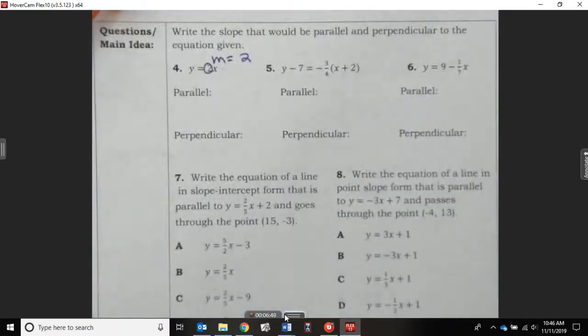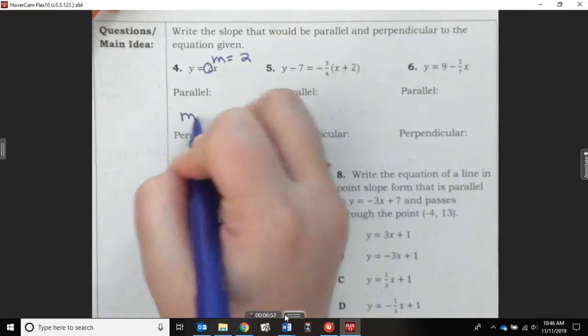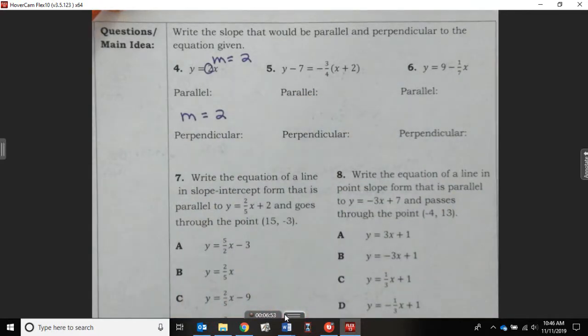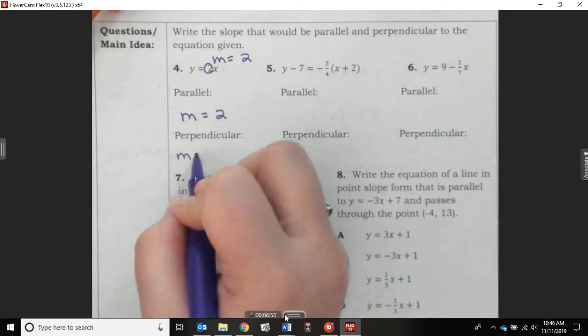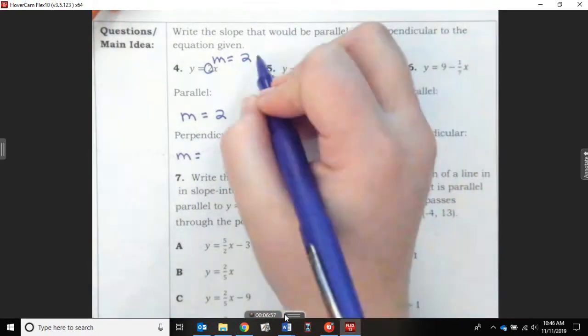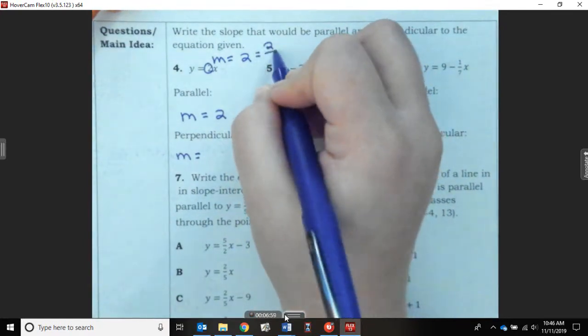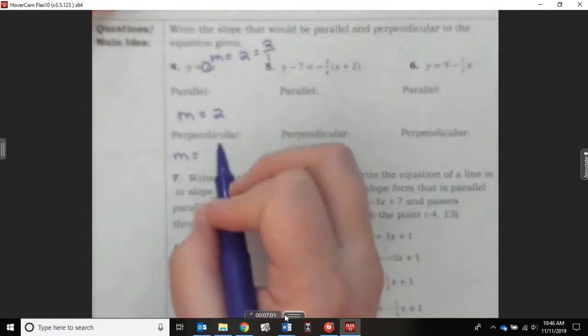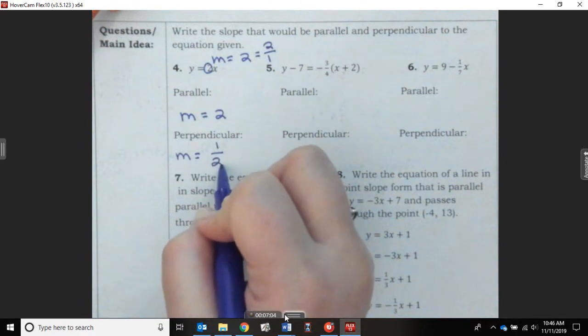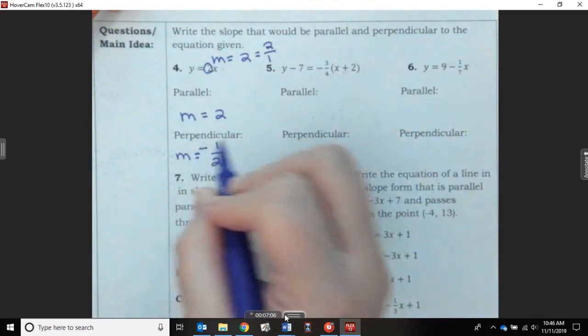So my parallel slope is also going to be 2. My perpendicular slope is going to be flipping the fraction upside down. And remember, 2 can be written as 2 over 1. So to flip that upside down, I would have 1 over 2. And I need to change the sign, so it will be negative.